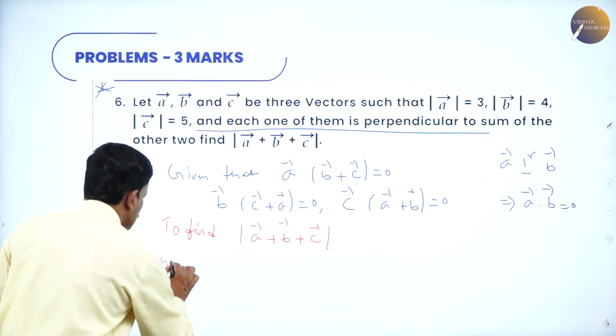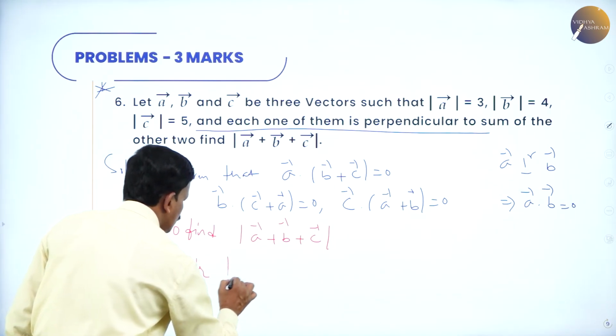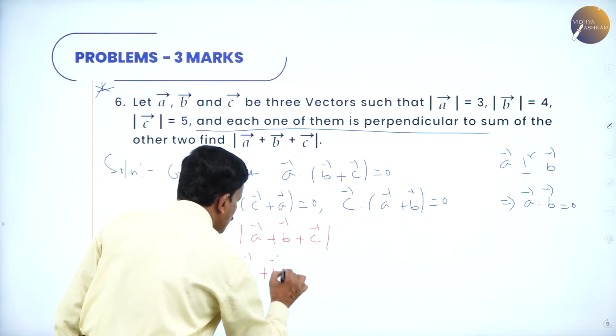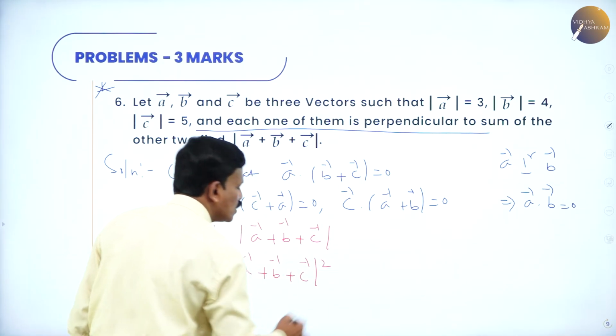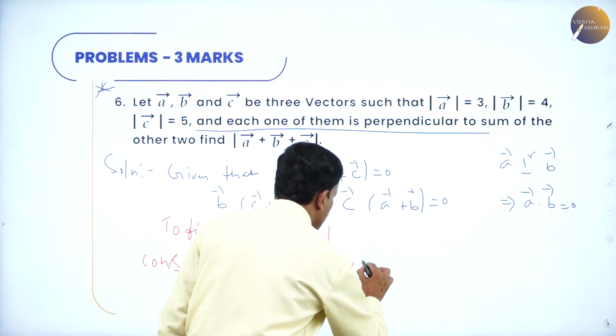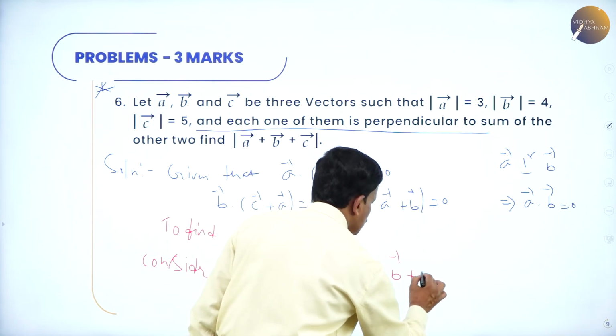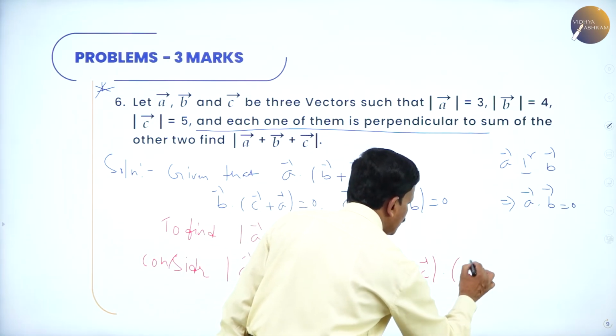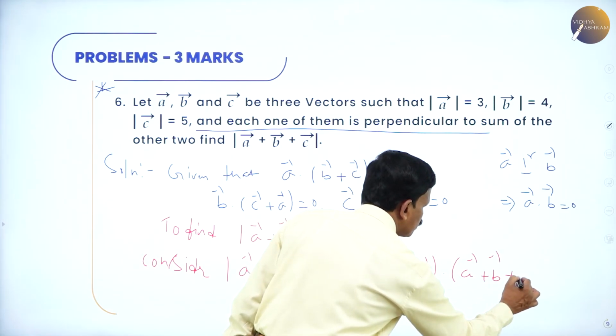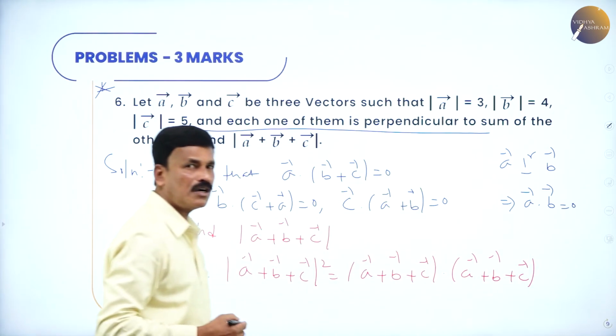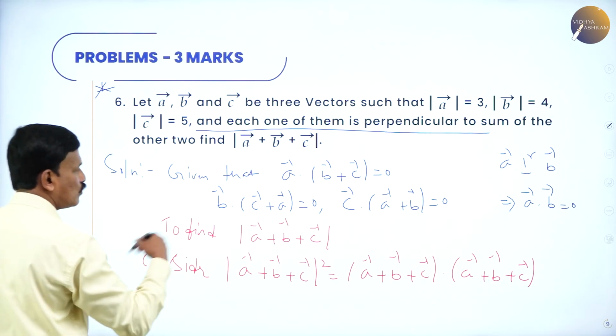Consider the magnitude of A plus B plus C whole square. If you simplify this, it can be written as vector A plus B plus C dot, again, vector A plus B plus C. Now simplify this. I will go to the next page.